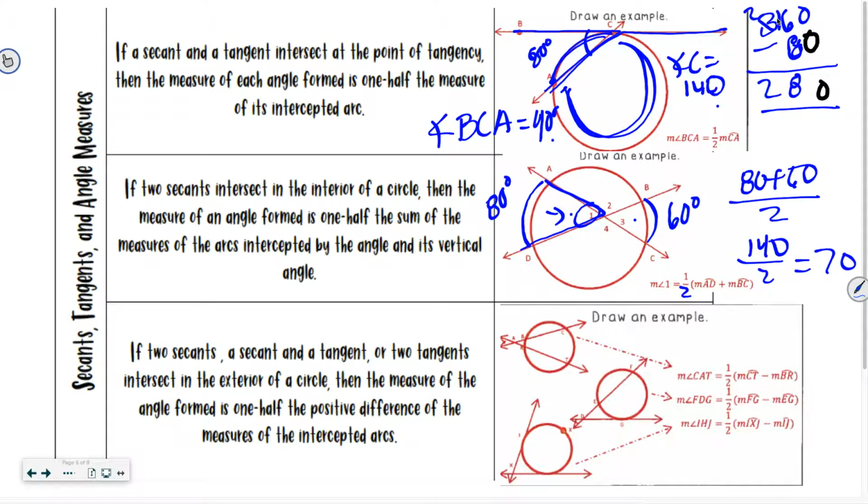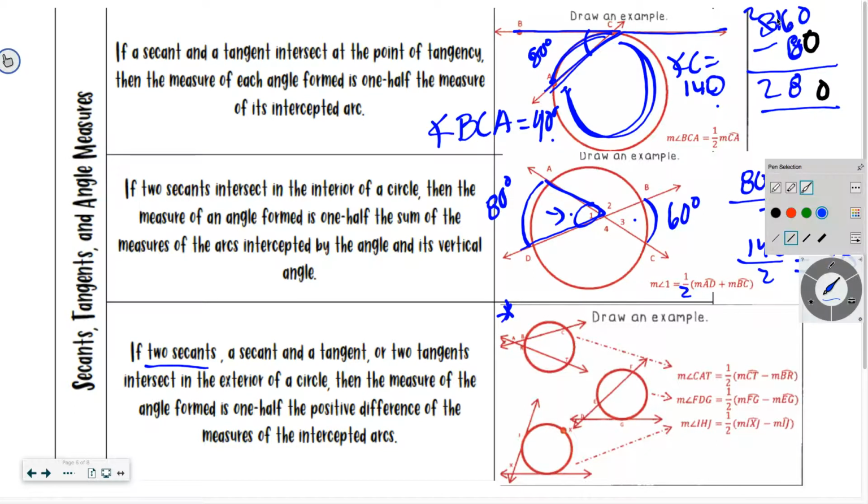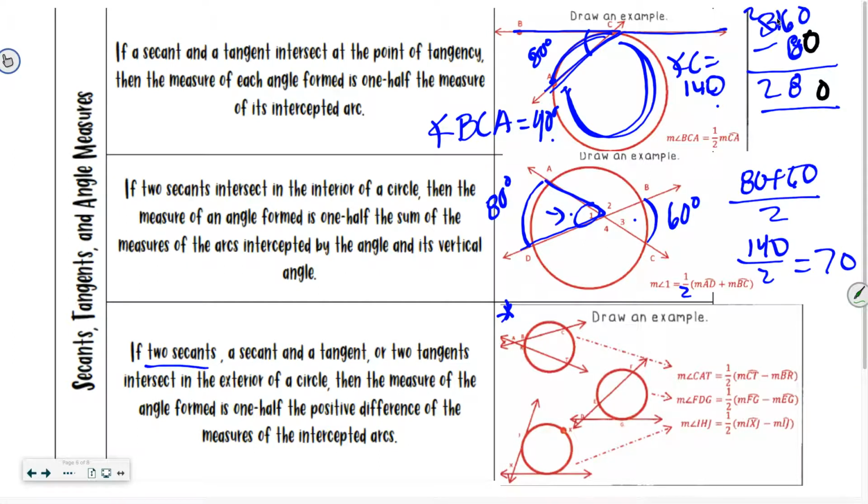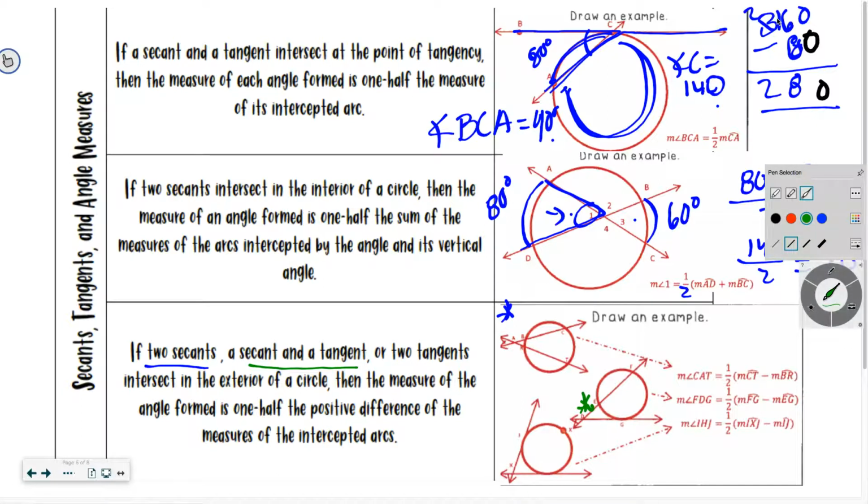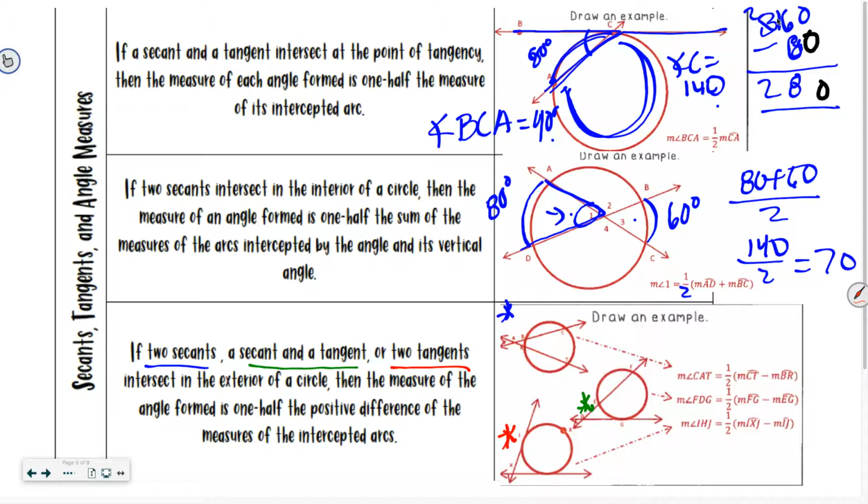Now with the next one, there's 3 different pictures, but they all say the same thing. If 2 secants, so that's this picture, if 2 secants, then the next thing it says is a secant and a tangent, so that's this picture here. And then the final one, it says 2 tangents, that's this picture here, intersect in the exterior of a circle, then the measure of the angle formed is 1/2 the positive difference of the measures of the intersected arcs.